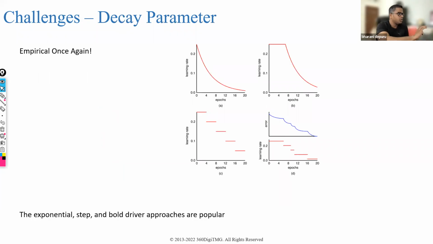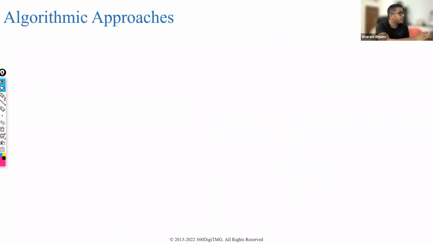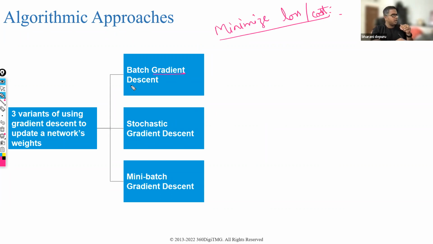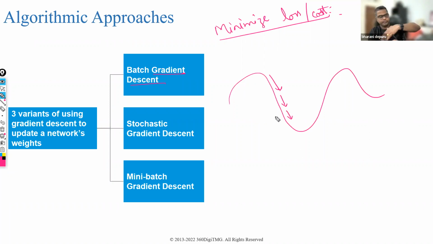Okay. Those are the challenges. Now we have something called algorithms, right? Gradient descent algorithms. Gradient descent algorithms are used to minimize the loss or cost. That's the purpose of gradient descent. Gradient means rate of change. Descent means downward direction. So if you are moving the rate of change in this direction downward, it's called gradient descent.